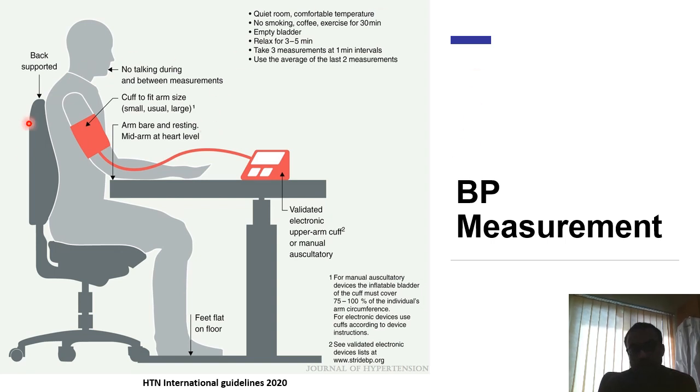Here we have the recommendations regarding blood pressure measurement. We can see how the back and feet should be supported, the recommendation regarding the comfortable room and temperature, refraining from coffee, exercise and smoking, relaxing before, taking 3 measurements at 1 minute intervals, and taking the average of the last 2 measurements. This is a very important recommendation to make the assessment of blood pressure credible and to guide the classification that we highlighted before.